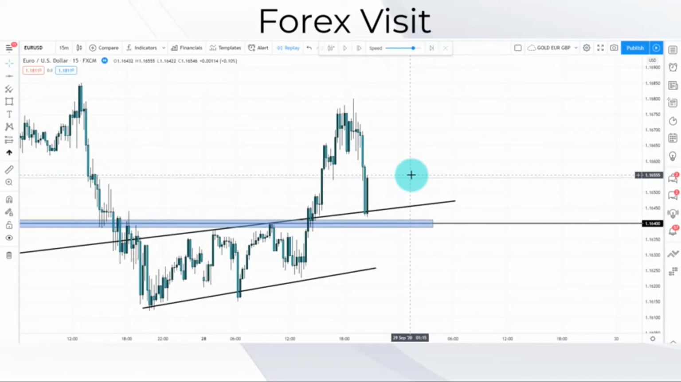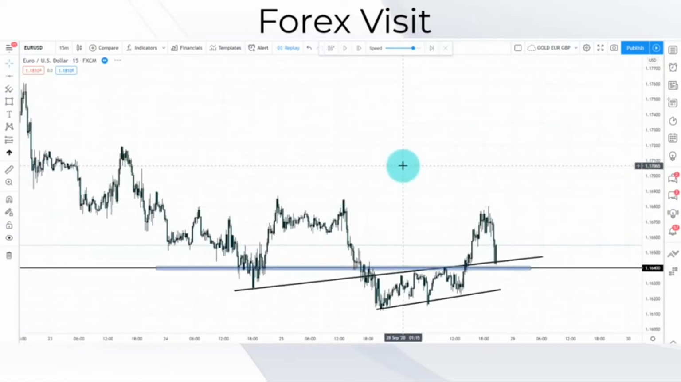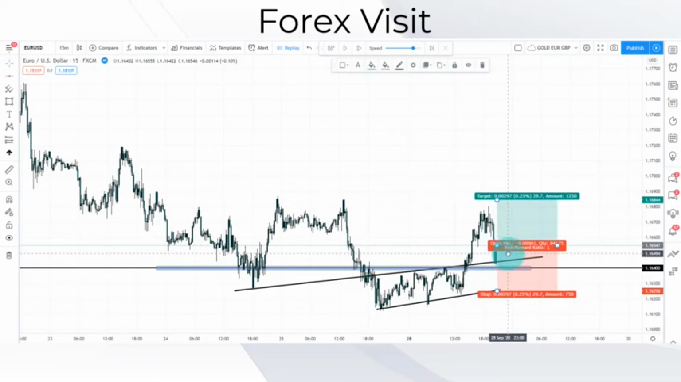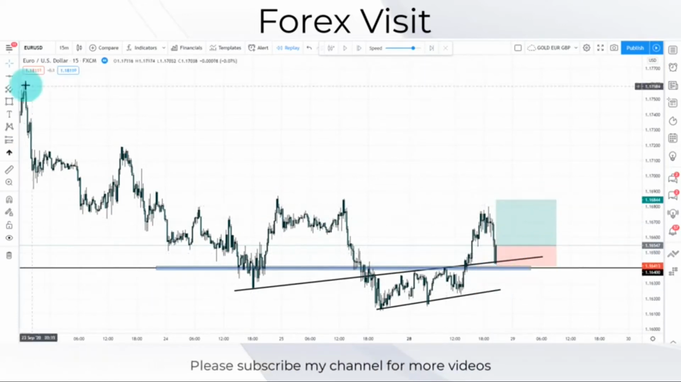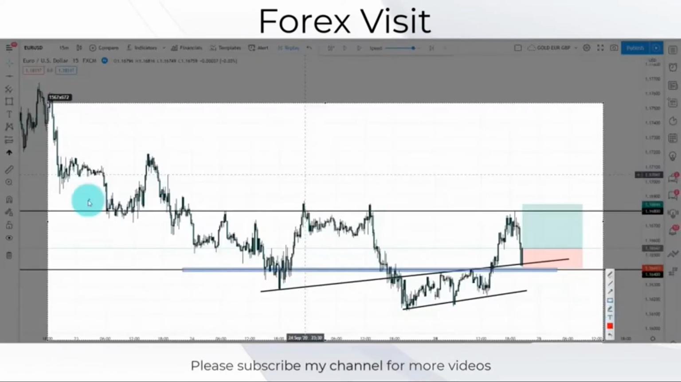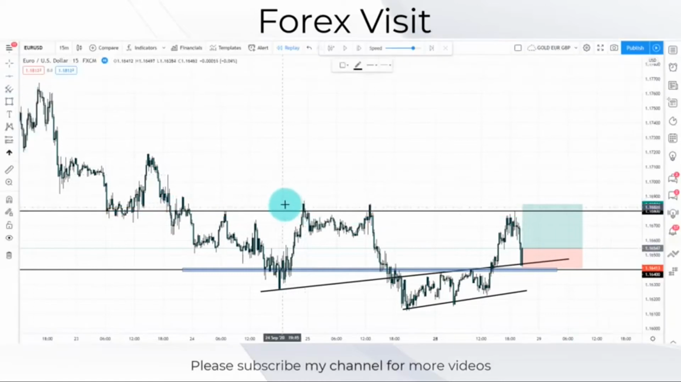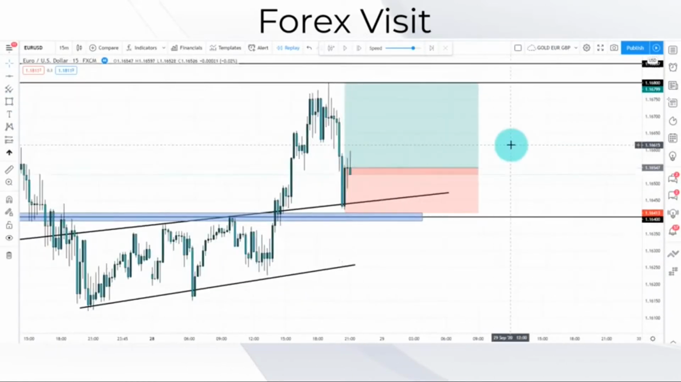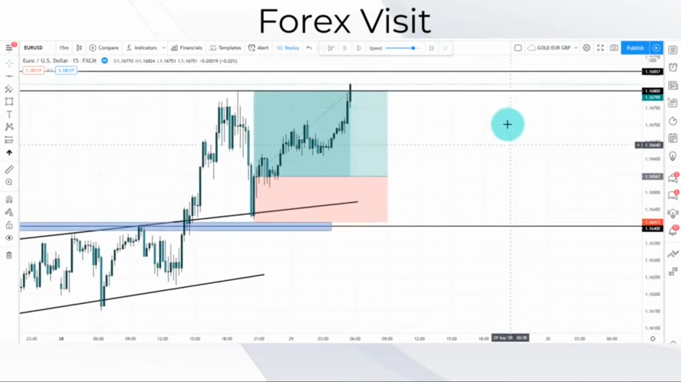At this point, you see that candle retest trend line and a long bullish candle formed. So here we place a buy trade. But first we draw the resistance zone. This will help us to set the target profit price of this trade. We won this trade.